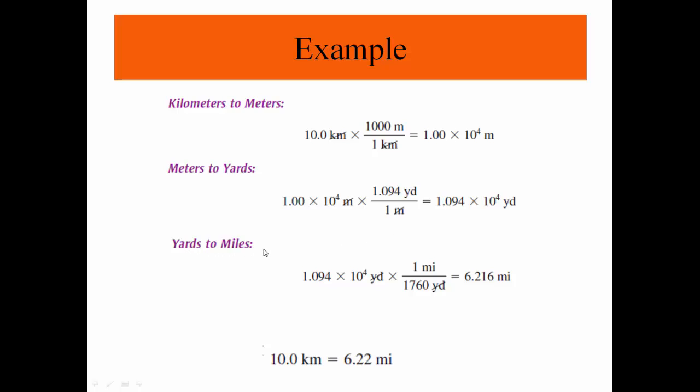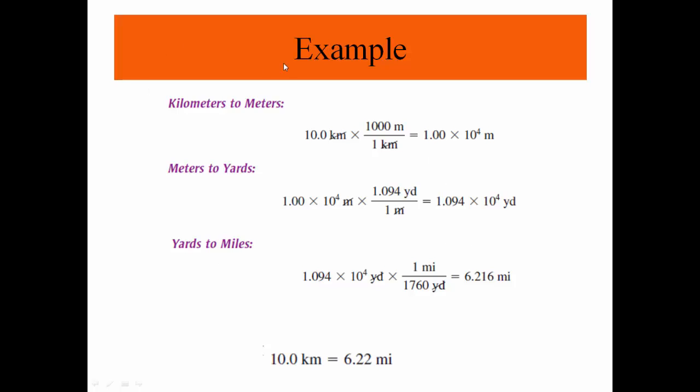Next one is yards to mile. We have 1.094 times 10 power 4 yards times this conversion factor from yard to mile. So 1 mile divided by 1760 yard. The answer will be 6.216 miles. So 10 kilometers is equivalent to 6.216 miles.